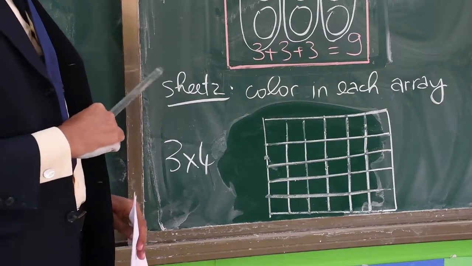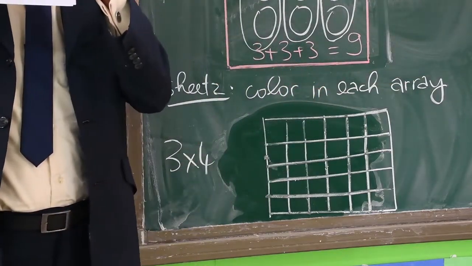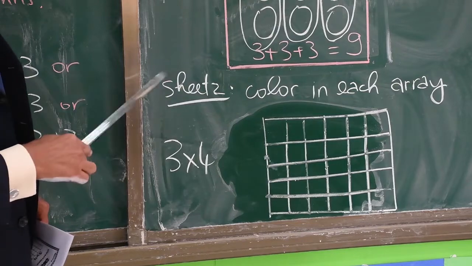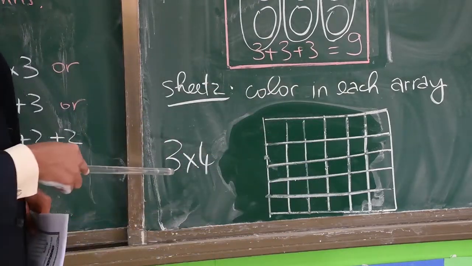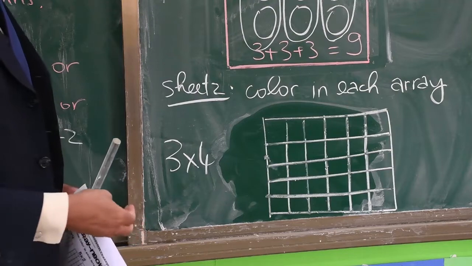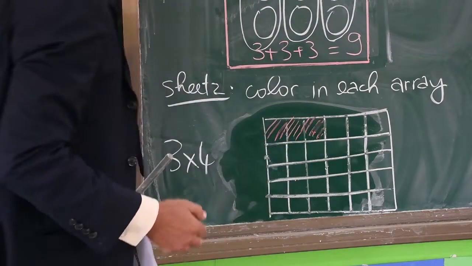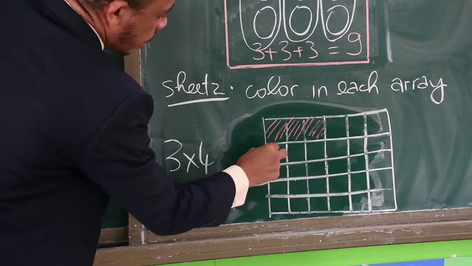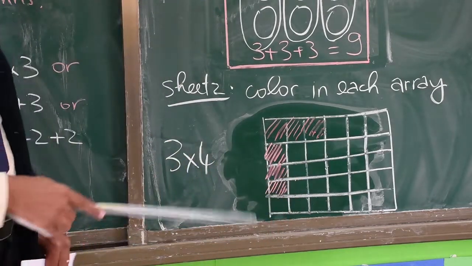I explain to you the worksheet number 2. Color the tiles in each array. This is the worksheet 2. This is an equation, 3 times 4. So we have to color the number of tiles or squares corresponding to this equation. So 3. Let's consider that 3 is the number of tiles in the row. One, two, three. Four is the number of tiles in the column. Let's go together. One, two, three, and four.